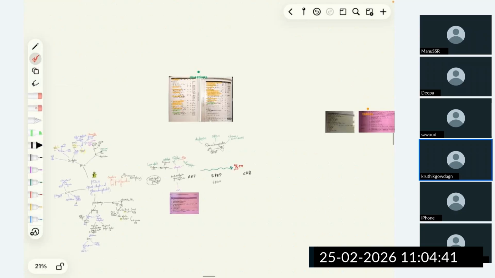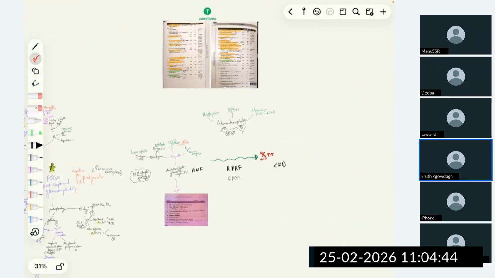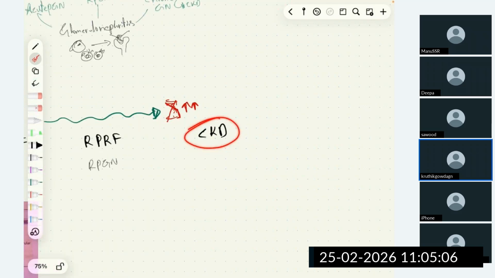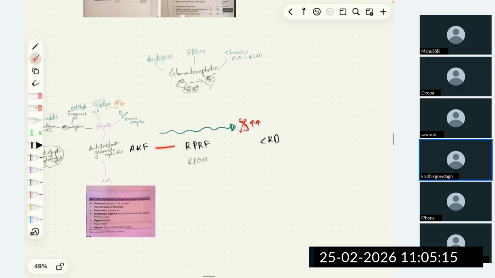So, acute kidney injury, or acute renal failure, acute kidney failure, is kidney failure occurring in hours to days. Rapidly progressive renal failure is the kidney failure which is occurring in days to weeks. Chronic kidney failure or chronic kidney disease is the renal failure occurring in months to years. The timeline goes on increasing as we go from acute kidney failure to chronic kidney failure.